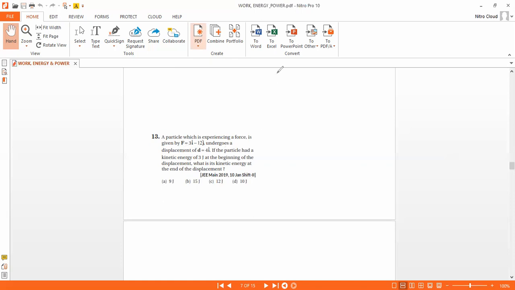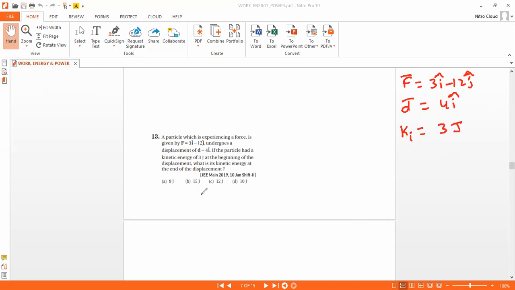First, they gave the force. Okay, we'll write the force: F bar equal to 3 I cap minus 12 J cap. It undergoes a displacement, suppose D bar equal to 4 I cap. If the particle had a kinetic energy at the beginning, that means initial kinetic energy, that is 3 joules.